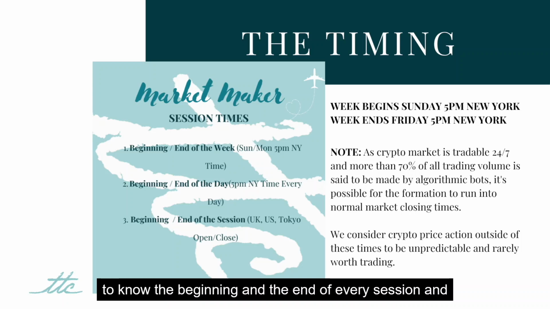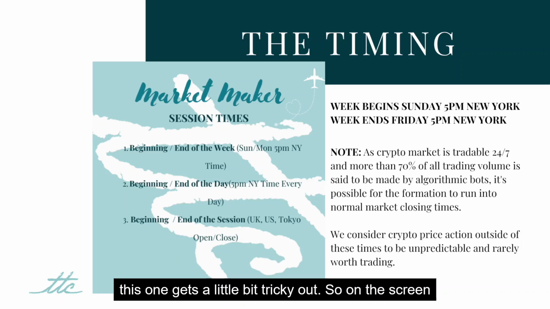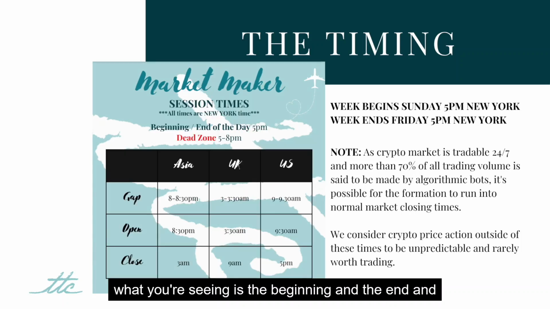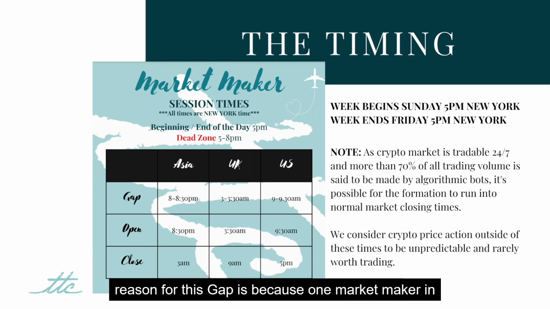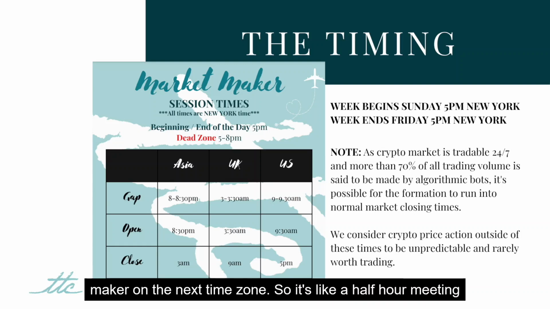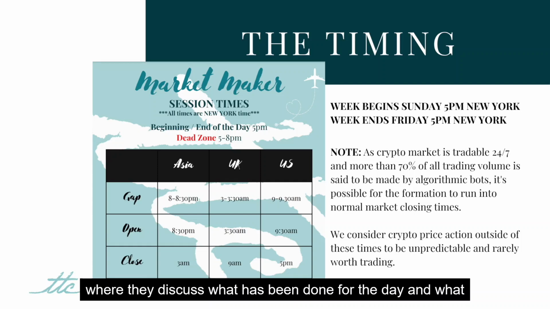Finally, you need to know the beginning and the end of every session, and this one gets a little bit trickier. So on the screen, what you're seeing is the beginning and the end and the gap of every single session. Between every session open, there is a half-hour gap. The reason for this gap is because one market maker in one time zone is handing over to the next market maker on the next time zone. So it's like a half-hour meeting where they discuss what has been done for the day and what needs to be done for the rest of the day.